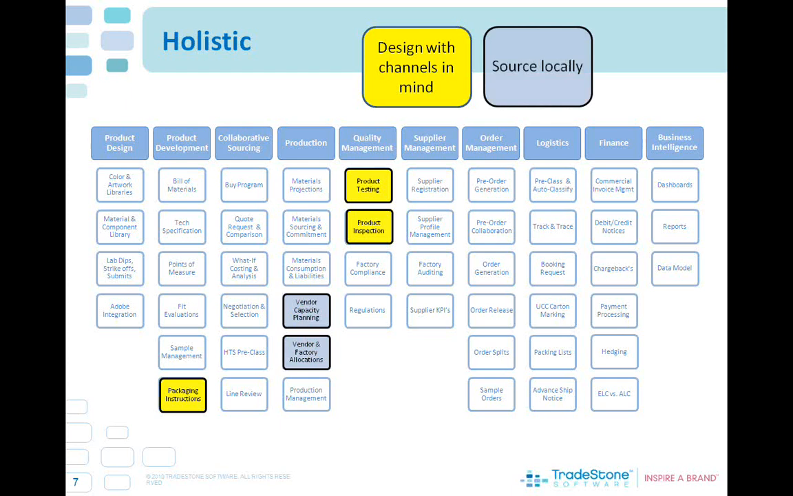Split orders by channel and track shipments by pulling information from multiple carriers across multiple channels. In this way, the retailer or brand can manage a total assortment while managing the channel-specific assortment as well. Oftentimes, TradeStone will layer over multiple legacy systems to create one version of the order.